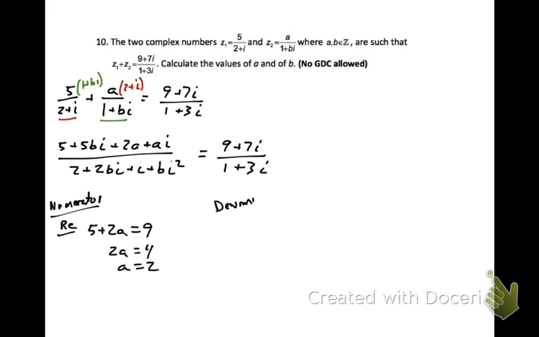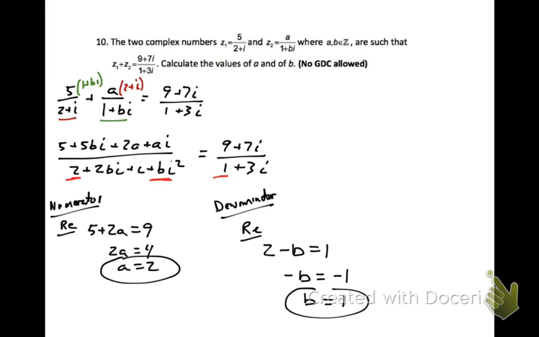I want to get the b. I notice that b is just really my denominator. So from my denominator, what if I pulled out the real parts of my denominator? Okay, so there's the real part. Remember, i squared is negative 1, so I just have 2 minus b equals 1, and there we have it, that b equals 1. So hopefully that was okay.